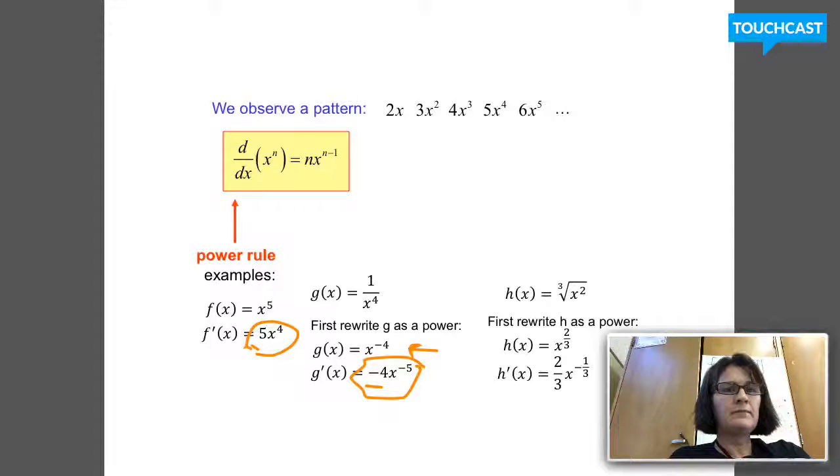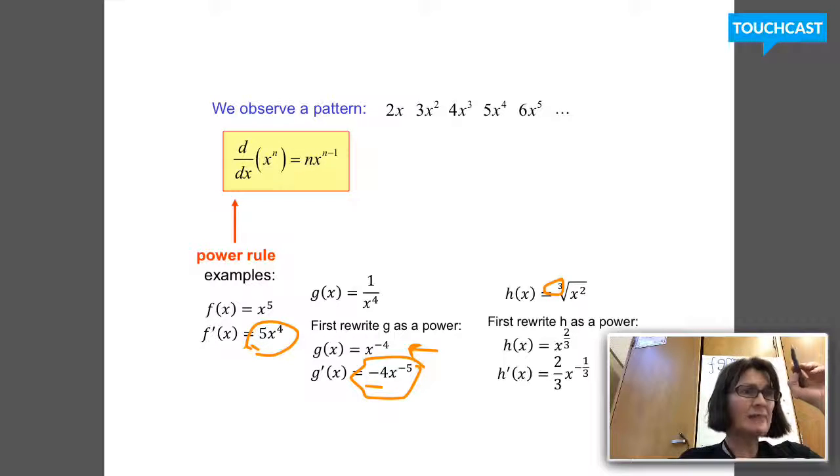Now watch this. Here I have h of x is the cube root of x squared. If you remember the rules for rewriting radicals with exponents, or using fraction exponents to rewrite something as a radical expression, this number out here on the diving board, that's the index, that's going to be the denominator of the fraction exponent. And any exponent here on the x, that's going to be the numerator. So the cube root of x squared is the same as x to the 2/3.